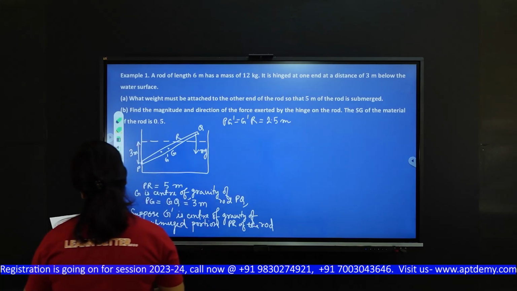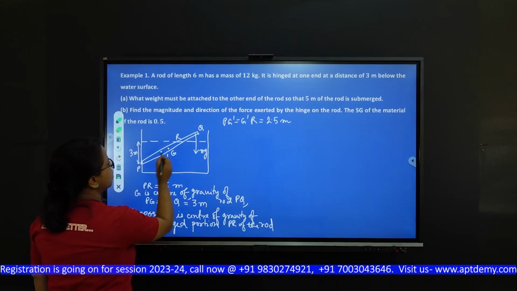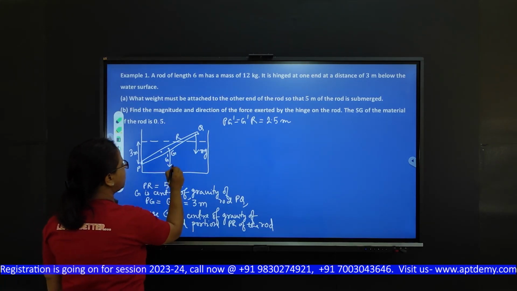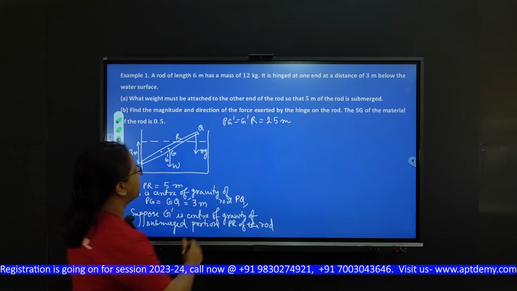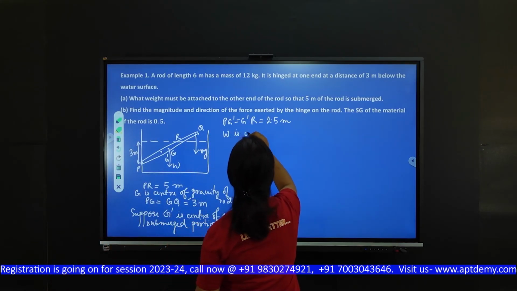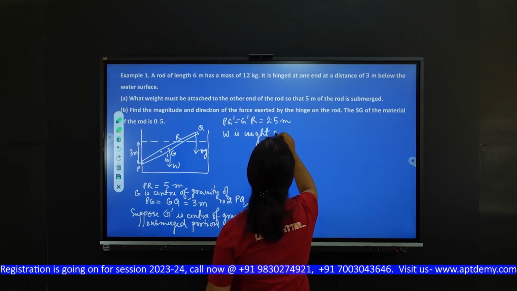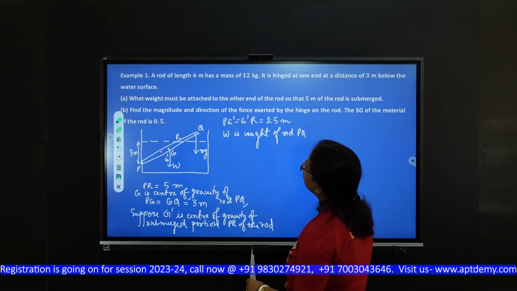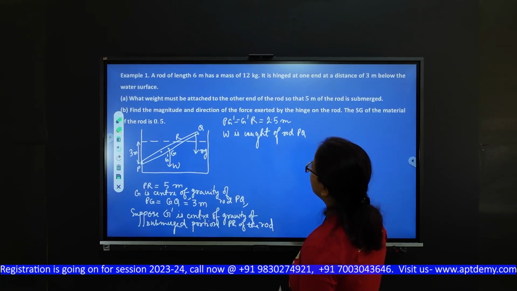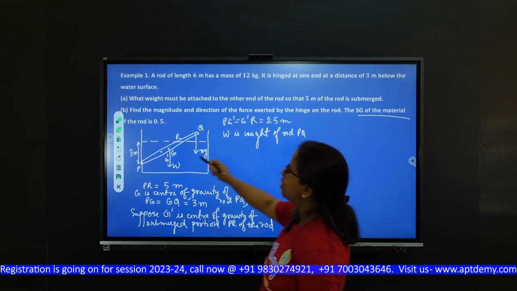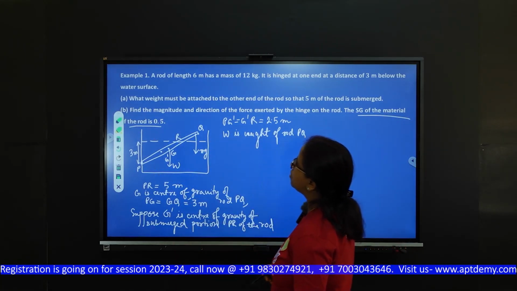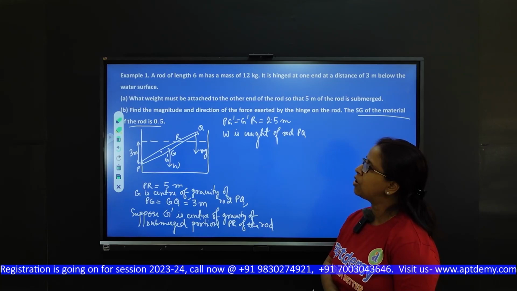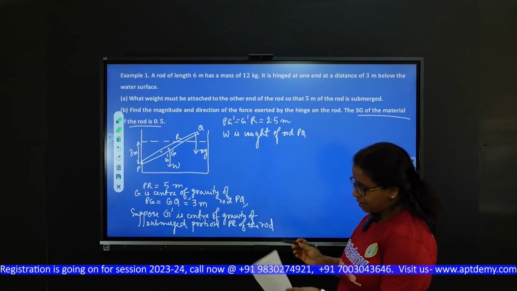W is the weight of the rod. So let's assume the weight of the entire rod acts at the center of gravity, that's W, weight of the rod PQ. Now, the density of the rod is also given. The SG of the material of the rod is 0.5, so from there we know the density. In CGS units, the density will be 0.5 gram per centimeter cube.